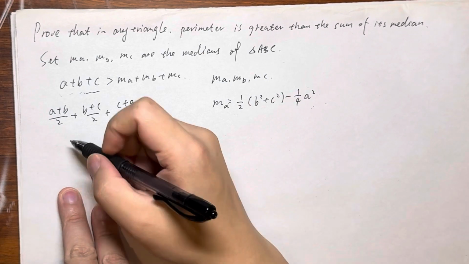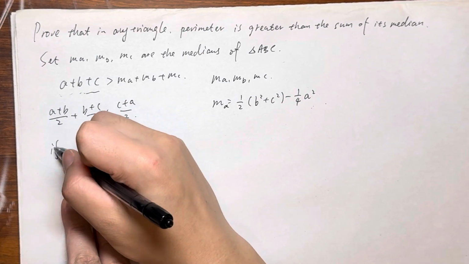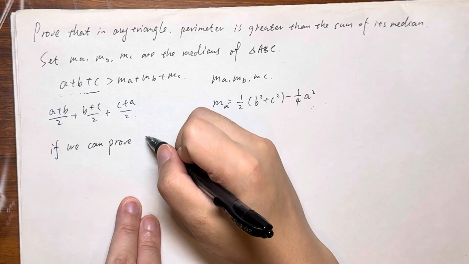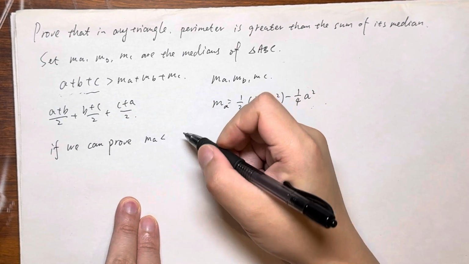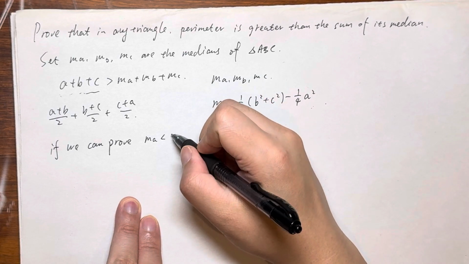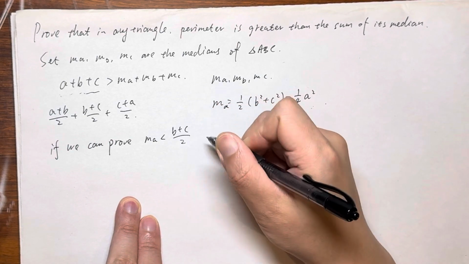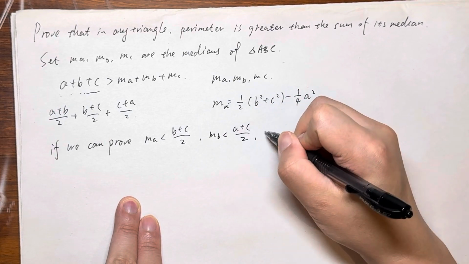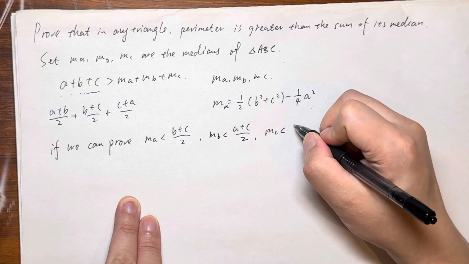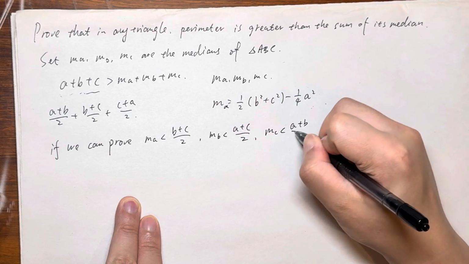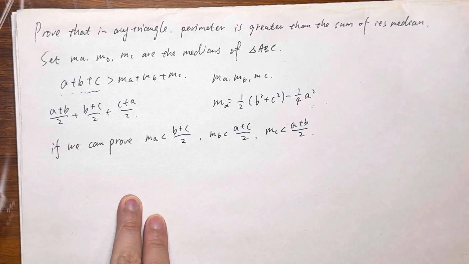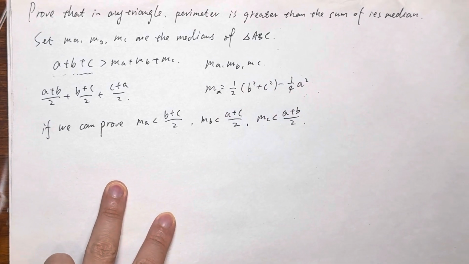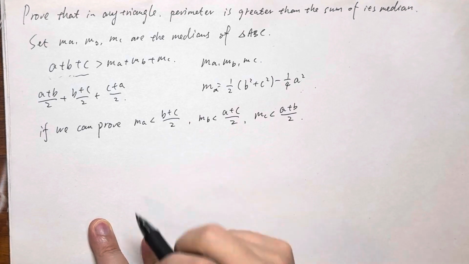Which means if we can prove that MA is less than (b plus c) divided by 2, MB is less than (a plus c) divided by 2, and MC is less than (a plus b) divided by 2, then we're done. Now the question is, can we prove this?